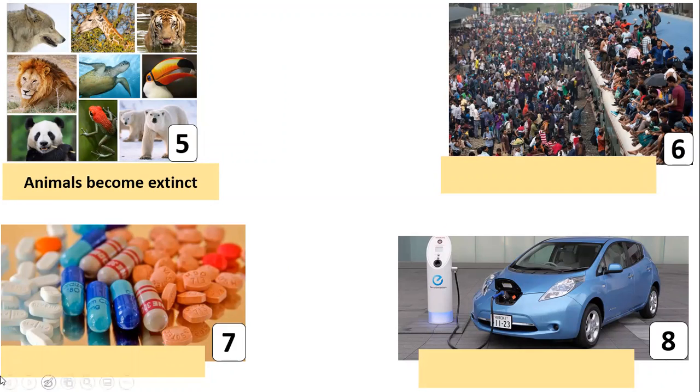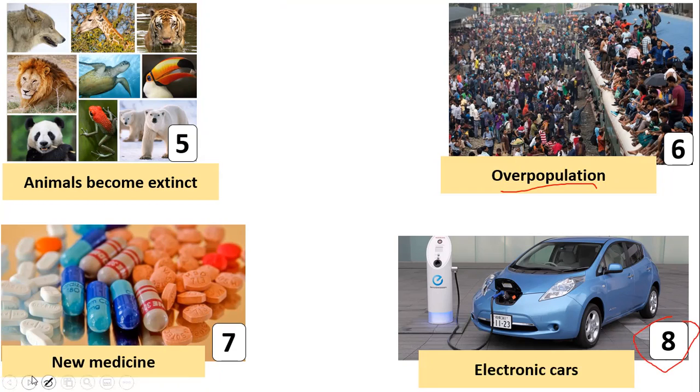Overpopulation. Okay. What is overpopulation? What do you think? Yes. Overpopulation. Sobrepoblación. Yes. All right. What about number 7? New medicine. And number 8, electronic car. Electronic cars. Very good.